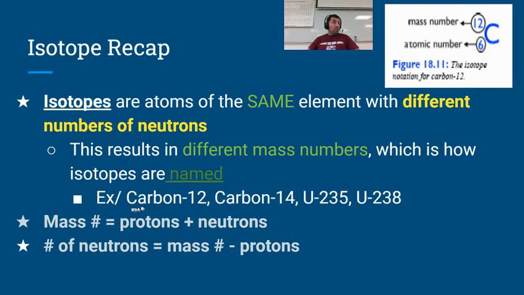So, for example, we have a few here. We have carbon 12, we have carbon 14, we have U-235. So that U is the symbol for uranium. Okay, so this particular version of uranium has a mass number of 235. This one here has a mass number of 238. Okay. To figure out the mass number, like I said, it's protons plus neutrons. To figure out the number of neutrons, it's mass number minus protons. Okay, which again, both of those are given in the isotope notation here. You just take mass number minus protons and you get neutrons.